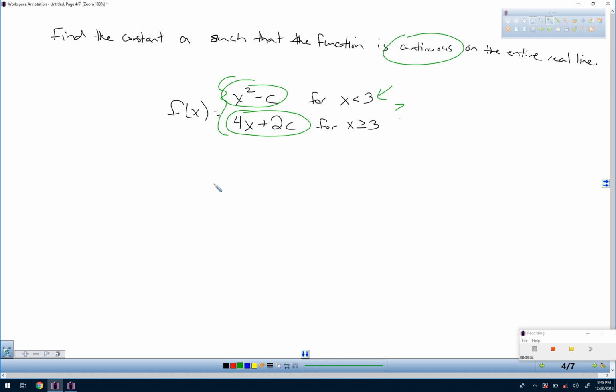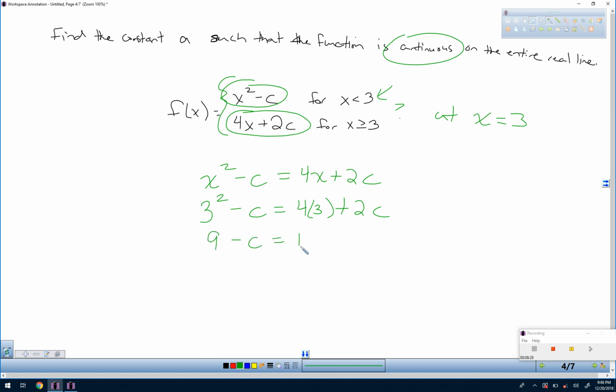So the best thing to do here is simply take our two pieces and set them equal to each other, because in order for them to be continuous, those two sides have to equal each other at that point, specifically at x is equal to 3. So the next step would be simply to plug in 3 for x. And so I'd get 9 minus c is equal to 12 plus 2c. And then you can quickly solve this for c by subtracting 9. You get negative 3. And then by adding c, you get 3c. And then dividing by 3, you get negative 1.